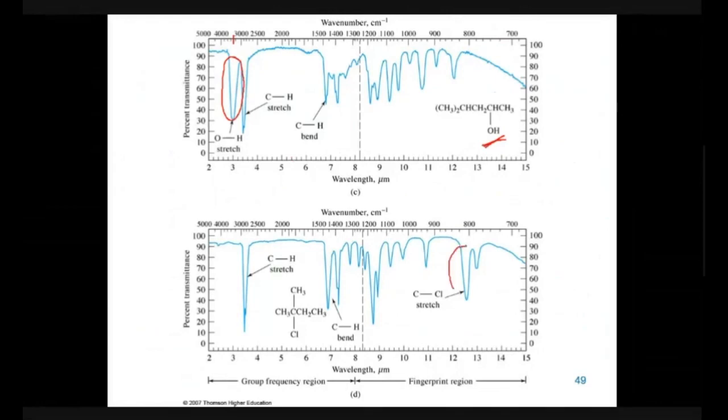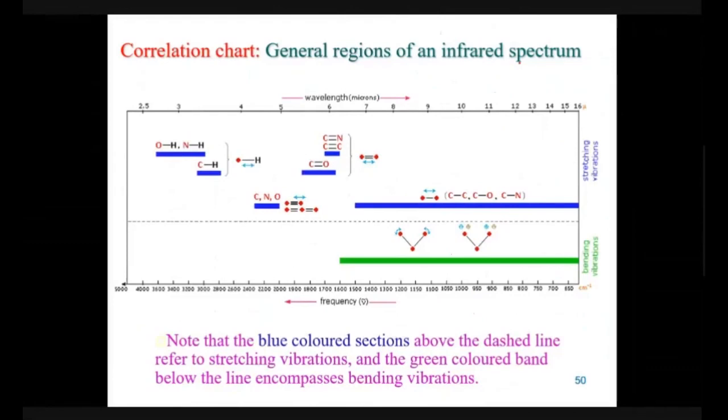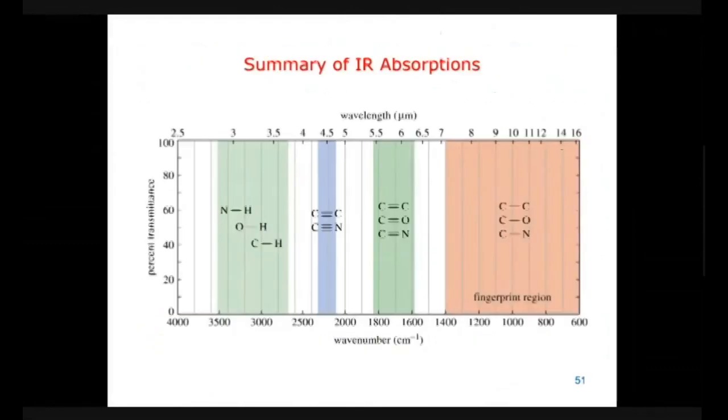Now, although we say do not observe the fingerprint region, there are certain bonds like carbon halogen bonds. They give their identification peaks in the fingerprint region. So, like all the rules, this rule also has an exception. Observe another presentation of the same thing we have studied in the table. Halogen is missing here. You can add halogen.